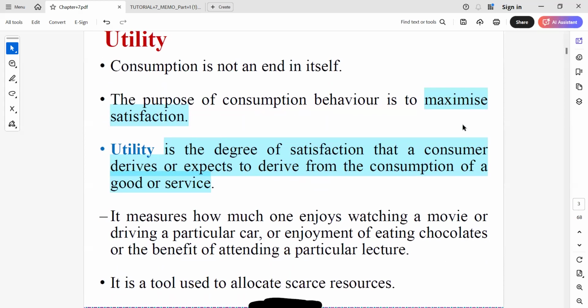Utility. Consumption is not an end in itself. The purpose of consumption behavior is to maximize satisfaction. Utility is the degree of satisfaction that a consumer derives or expects to derive from the consumption of a good or a service. It is a tool used to allocate scarce resources.